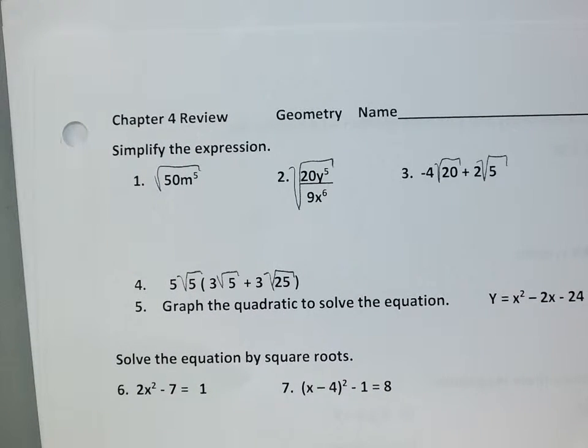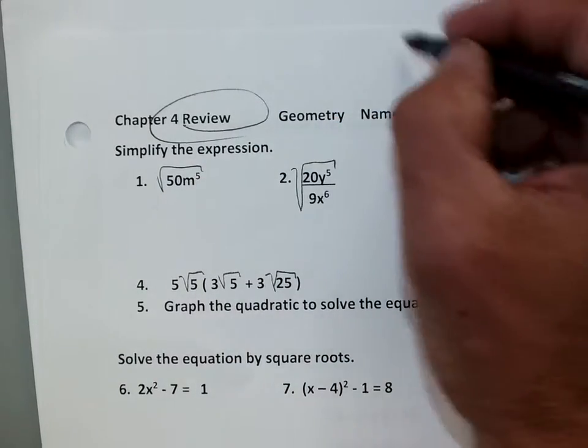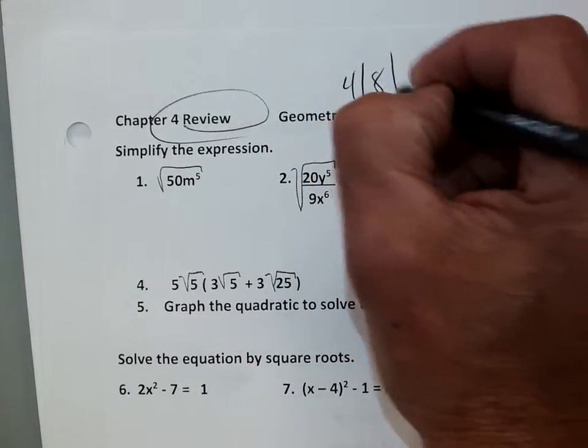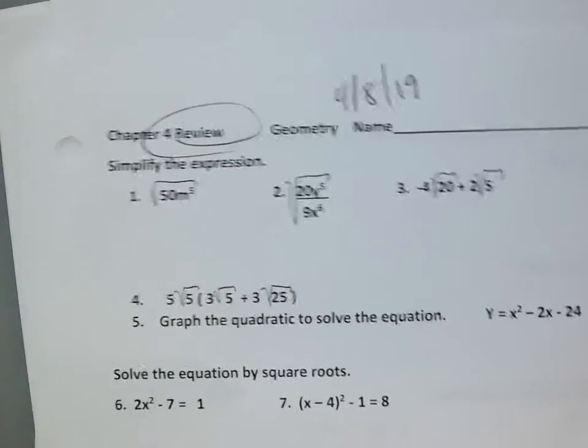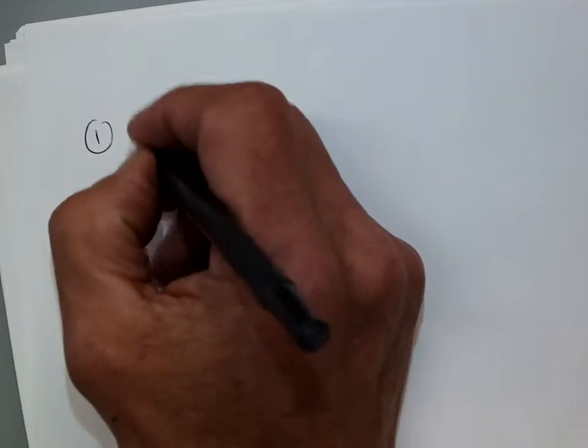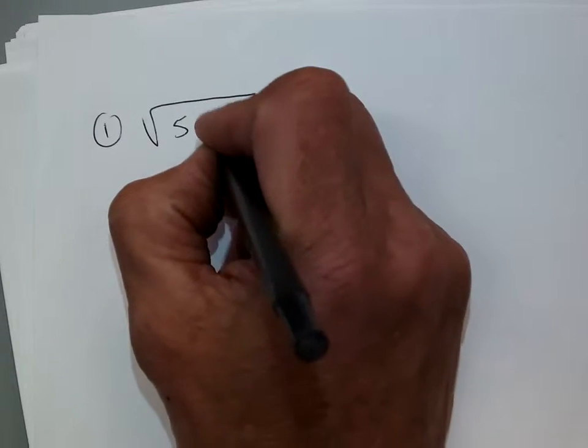There it is. Okay, so review. Tomorrow's a test. 4/8/19. I'm going to do a lot of my problems on a separate sheet of paper so you guys can see my work. So number one, I've got the square root of 50 m to the fifth.